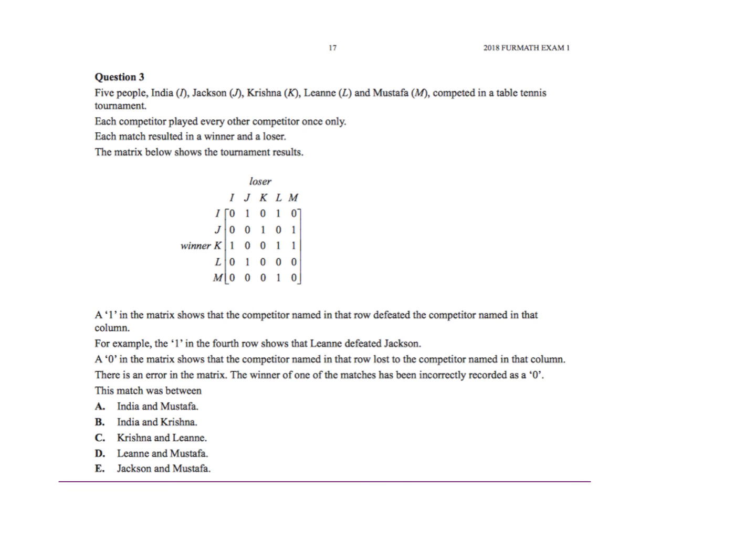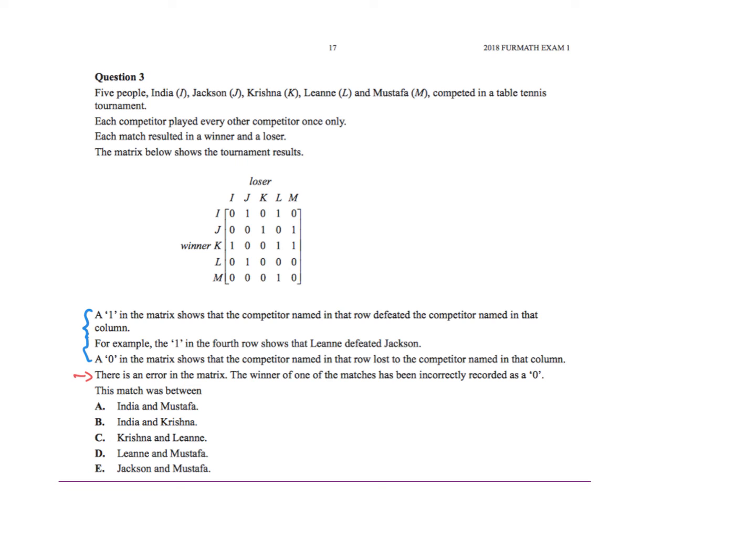Okay, 5 people, India, Jackson, Krishana, Leanne, and Mustafa, competed in a table tennis tournament. Each competitor played each other once only. Each match resulted in a winner or a loser, and the matrix below shows the tournament results. Okay, and then they're always going to explain what a dominance matrix is there. So a 1 means they won, and a 0. They're just giving you that example. So then we're looking at the question part, which starts here.